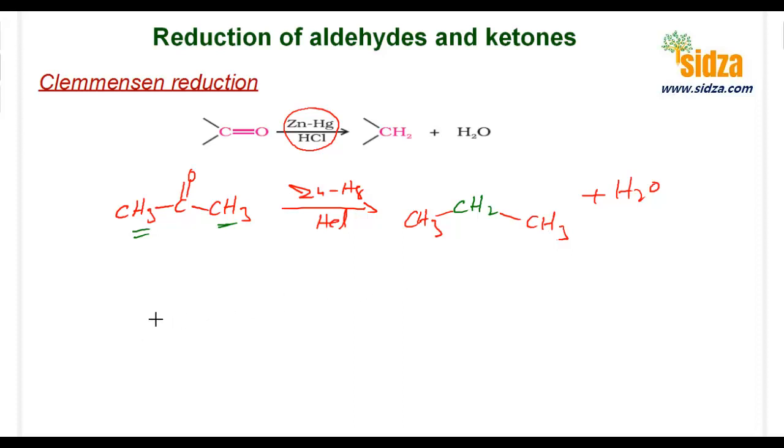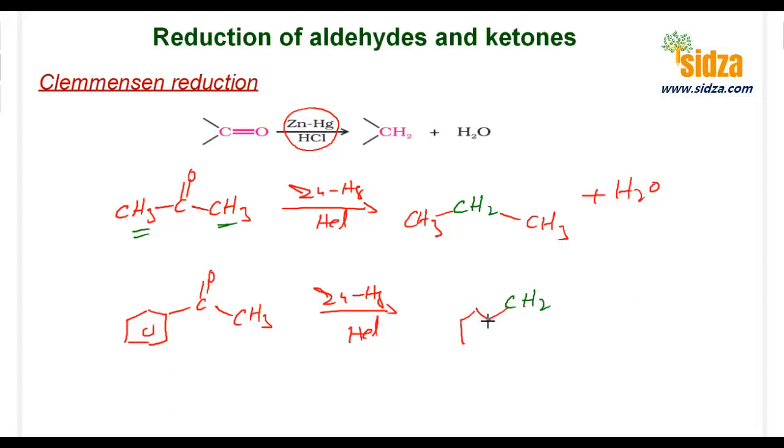Similarly, you can take acetophenone. If you have a benzene ring attached to the carbonyl, and it is also attached to CH3, and we use again zinc mercury amalgam, a very good reducing agent, it will convert this C double bond O into CH2. So you will convert the carbonyl group into CH2, and the two other groups attached are the benzene and the methyl. You also get in this reaction water, right? Here the oxygen is lost as water.